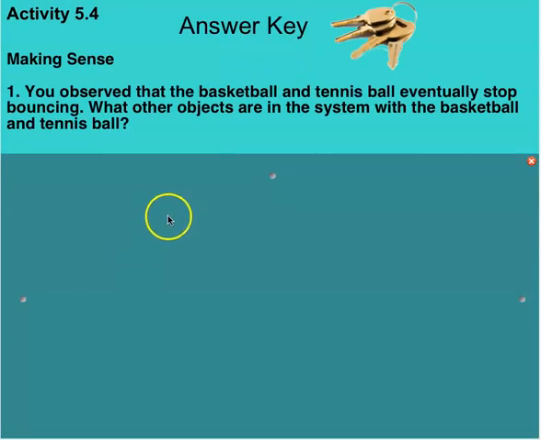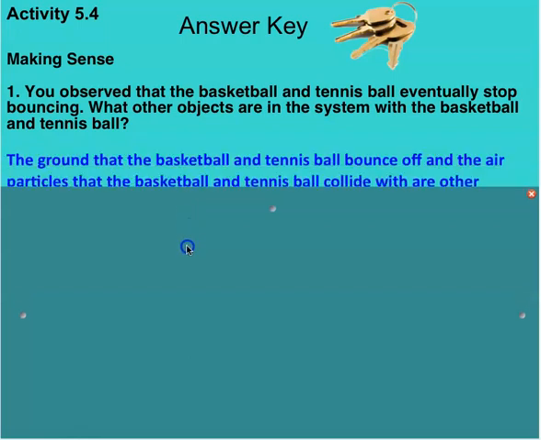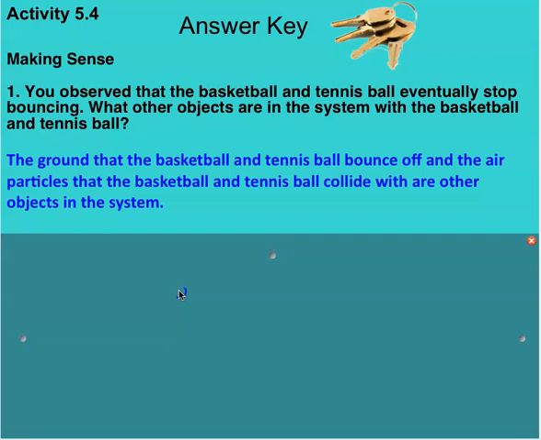So the next one I want to go over, you observe that the basketball and the tennis ball eventually stop bouncing. What other objects are in the system with the basketball and tennis ball? If you said the ground or the floor, that's great. You're absolutely right. So the ground that the basketball and tennis ball bounce off and the air particles, or if you said the air in the room, the air particles, that's absolutely correct. So if you had those two things, great job.